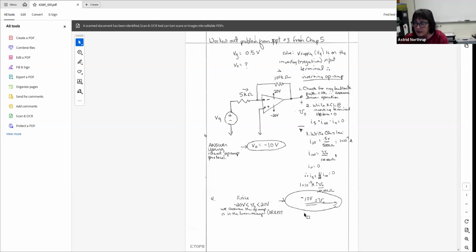There are some really good things about this number. First of all, it is between the two voltages of the VCCs, between 20 and negative 20. For that reason, it is in the linear region. So we can say that our analysis using an ideal method is correct as far as the ideal analysis goes.